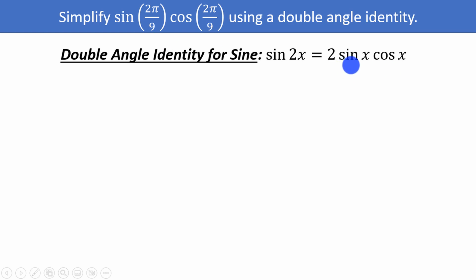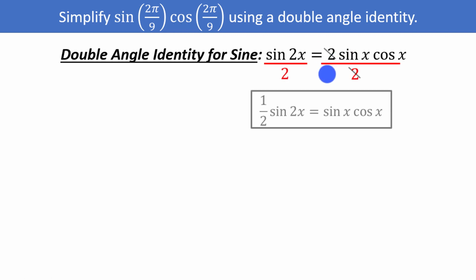We don't have 2 times sine of x times cosine of x, we just have 1 times sine of x times cosine of x. If we divide both sides of our identity by 2, we will get 1/2 sine of 2x is equal to sine of x times cosine of x. Now the right-hand side of our identity matches our expression.